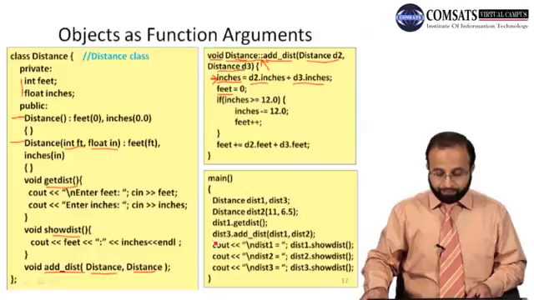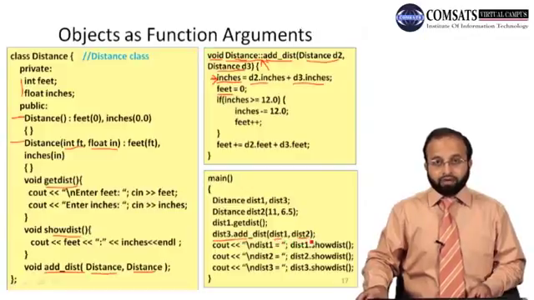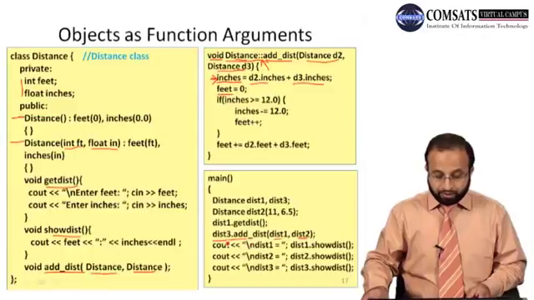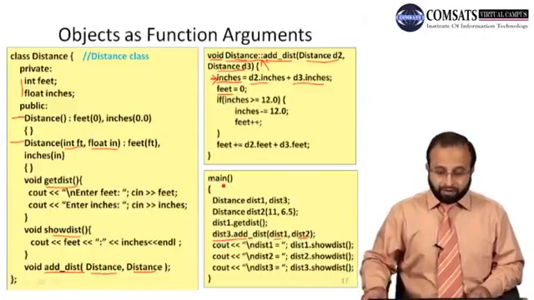You can see over here you call the addDest function with the object dest3, and you are passing dest1 and dest2 objects by value to that function, right. So dest3 object's private data members are directly accessible within the class. So these are directly accessible in the form of feet and inches, okay.